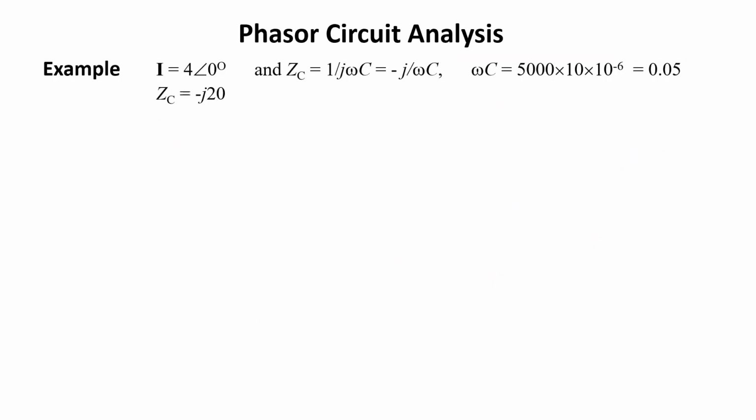In this example, the current in phasors is shown as 4 with angle 0. So if I interpret it in the time domain, it will be 4 cosine omega t, and we must know omega.